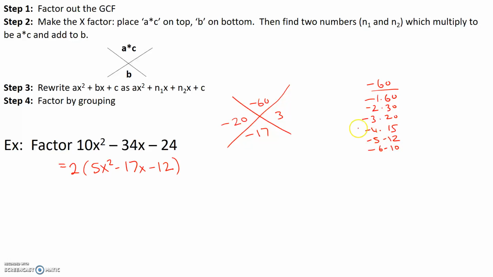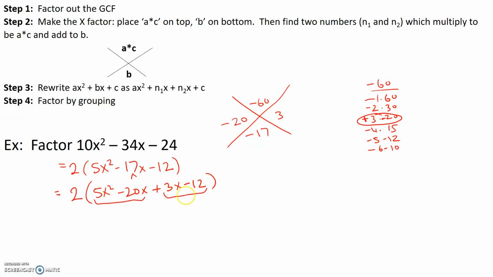And of these, the factors that add to 17 are negative 3 and 20. But we will actually want them to add to negative 17, which is why we have to reverse the signs to positive 3 and negative 20. Okay, so let's rewrite this. We have 2 times 5x squared. The negative 17x, we'll rewrite this as negative 20x and positive 3x. Notice that I put the 5x squared and negative 20x in one group because they have an obvious common factor.